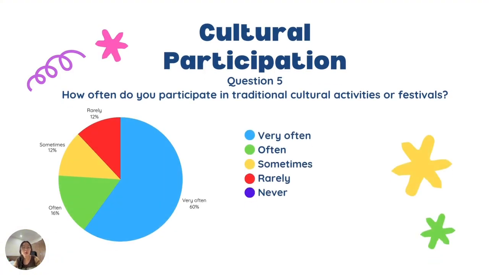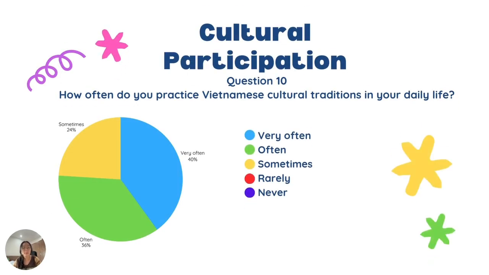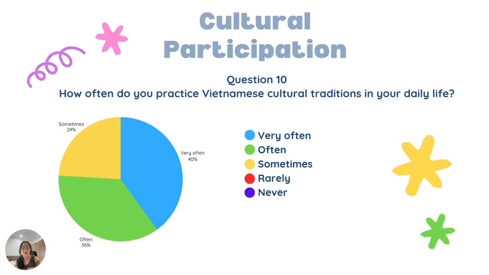With the question about how often you participate in traditional cultural activities or festivals, people chose very often the most, at 60%. The never option was not selected. Question 10: how often do you practice Vietnamese traditional culture in your daily life? People chose very often the most, at 40%, and rarely and never were not selected.